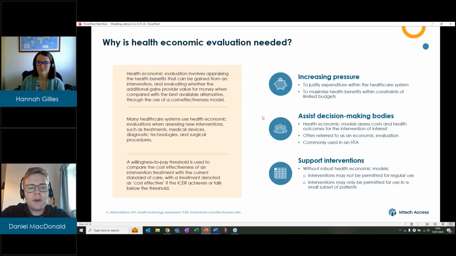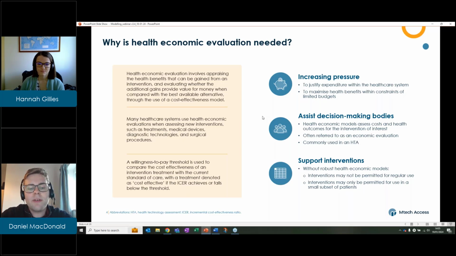A willingness to pay threshold is often used to compare the cost effectiveness of treatments. So with NICE, we have a £30,000 per QALY measurement. A QALY being a quality adjusted life year, which is a measure of health benefit which takes into account the additional life years that can be experienced by introducing an intervention, and applies a utility value to that to analyse the quality of life that we received.